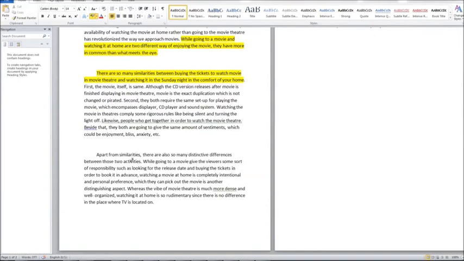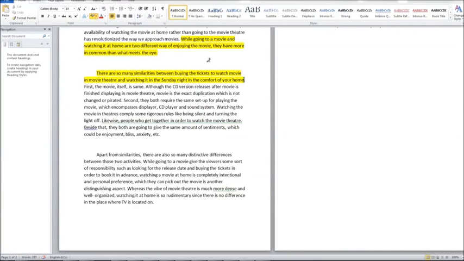In the next paragraph, the next thing this essay talks about is absolutely going to be the differences, because we have already mentioned the similarities between those two activities. So it's time for us to show what the differences are.